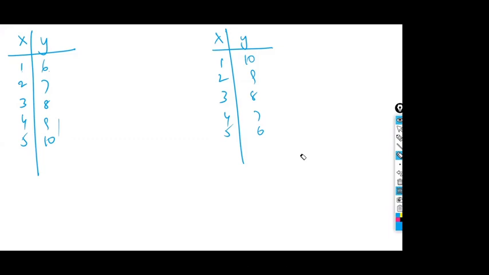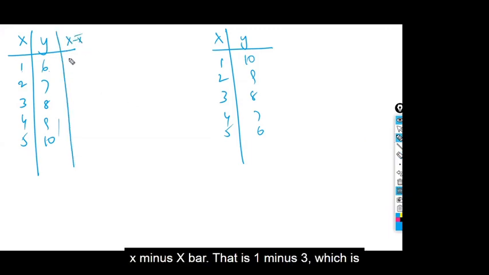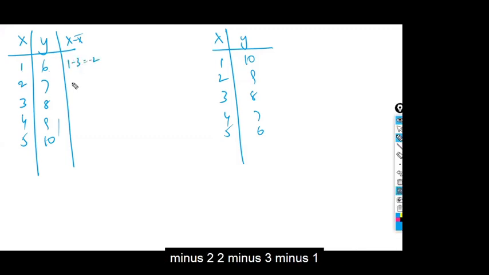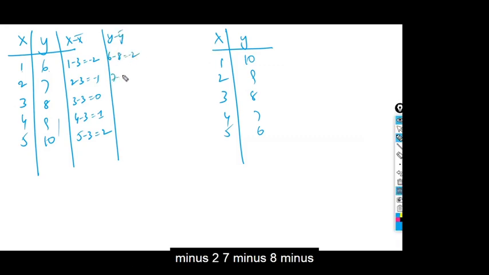Now you tell me. For the first one, I am calculating the covariance, that is x minus x bar, that is 1 minus 3, which is minus 2. 2 minus 3, minus 1. 3 minus 3, 0. 4 minus 3, plus 1. 5 minus 3, which is plus 2. X bar is 3. These are the x values. Similarly, y minus y bar, that is 6 minus 8, minus 2. 7 minus 8, minus 1. 8 minus 8, 0. 9 minus 8, 1. 10 minus 8, plus 2.